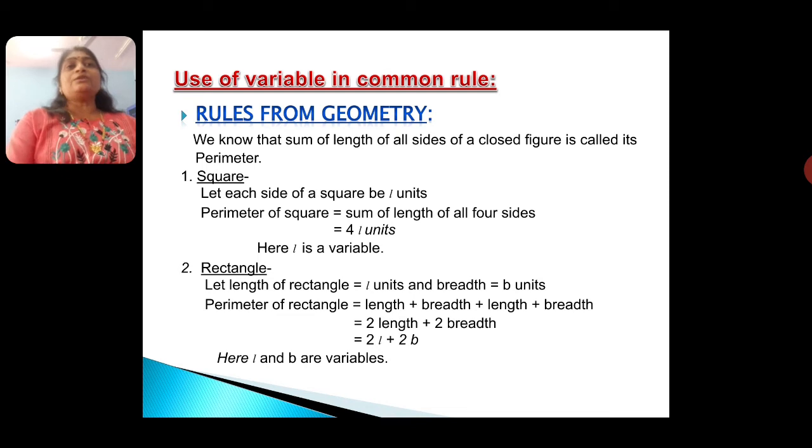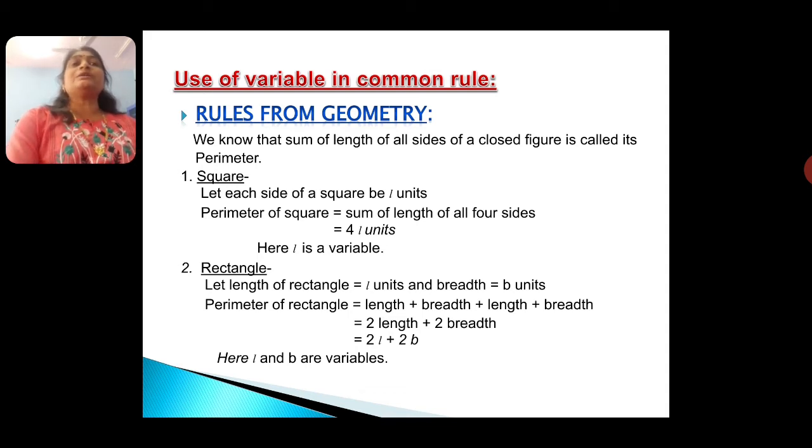Now, use of variables in common rules. To form common rules, many times we use formulas. In formulas, we use variables in place of numbers. Let us see rules from geometry. We know that the sum of the lengths of all sides of a closed figure is called its perimeter.